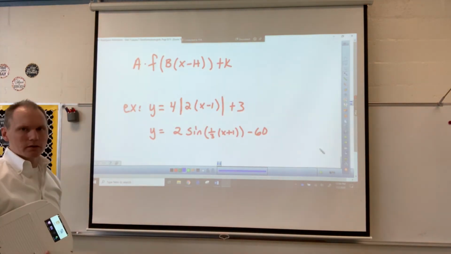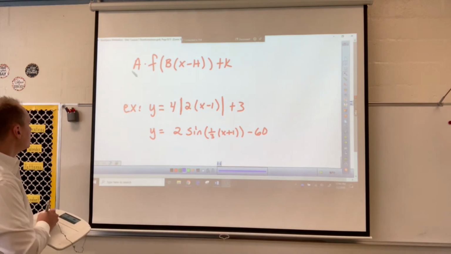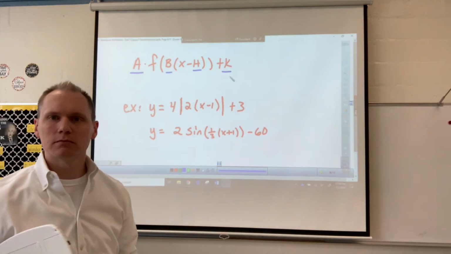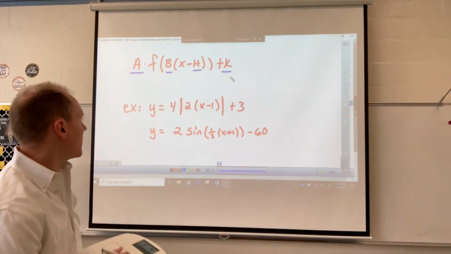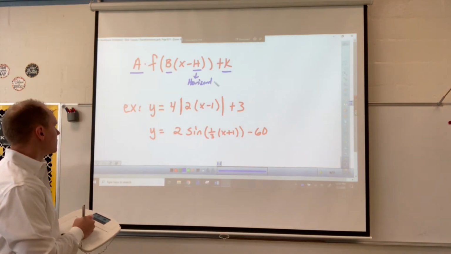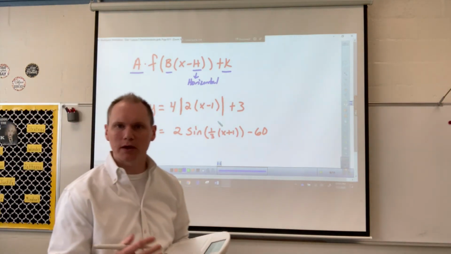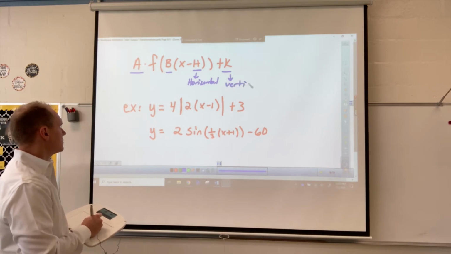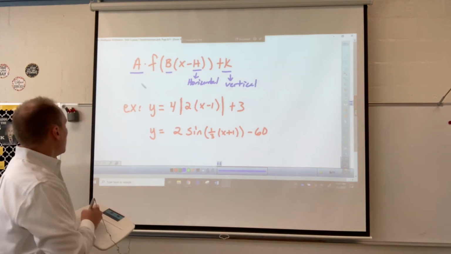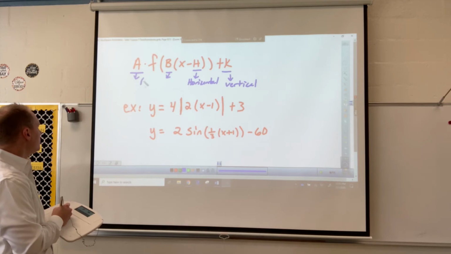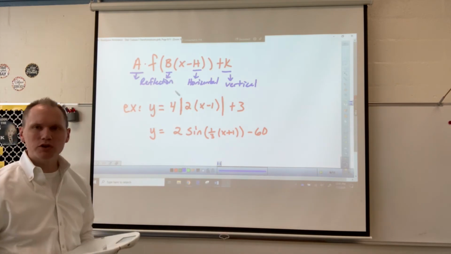So let's think more in general now. We have these 1, 2, 3, 4 things that impact a function in terms of transformations. We've talked about h. H is the horizontal translation. And remember, that's the one that's opposite of what we might think because you're undoing things. K is the vertical translation. A and B, they could be reflections, but there's a more general way to think about these.